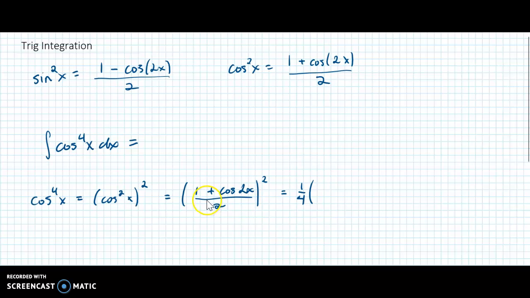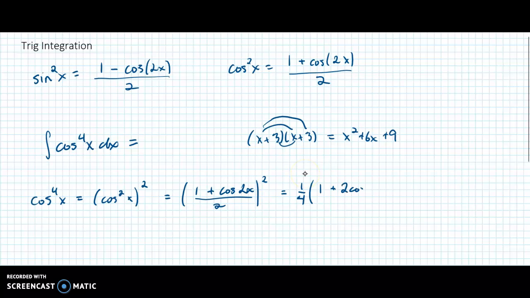And then when I FOIL this, I get 1 for the first term, that's this squared. Remember, if I have x plus 3 times x plus 3, that's x squared, and then I get a 3x there and a 3x there, plus 9. So it's double this guy. So notice I got a 1 cosine 2x, and then I'll get another one of those. So I'll have 2 cosine of 2x. And then from there, I get cosine squared 2x.